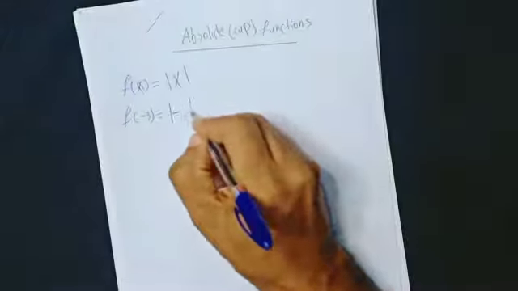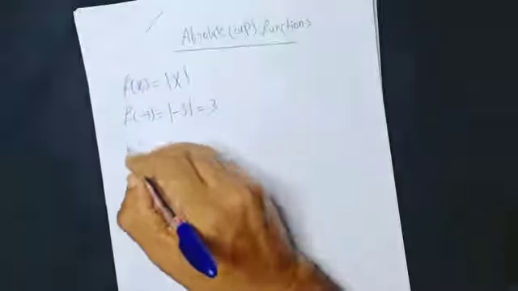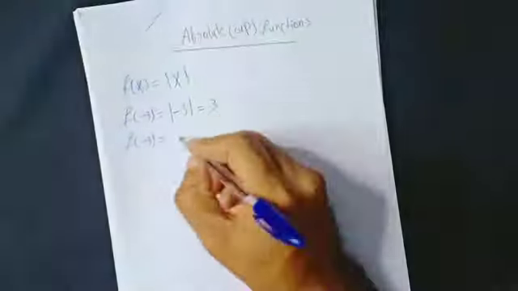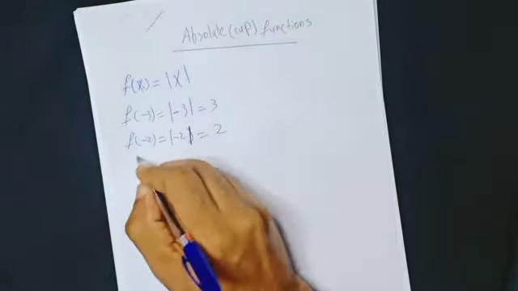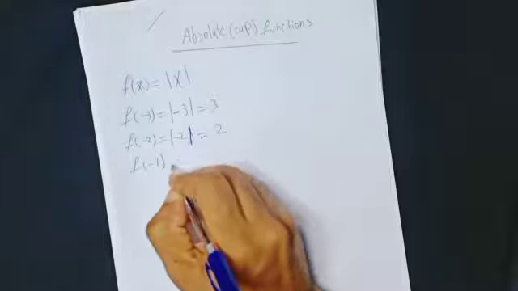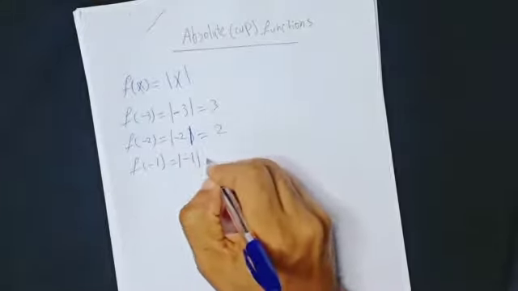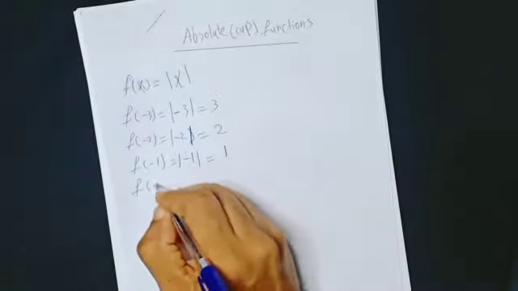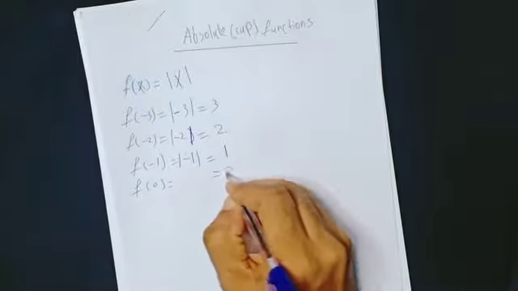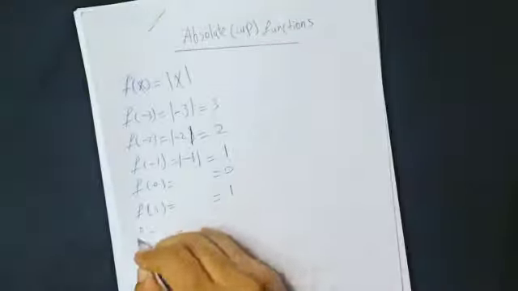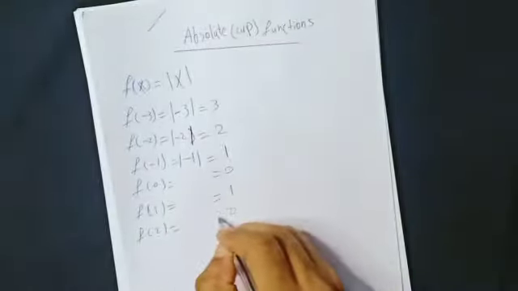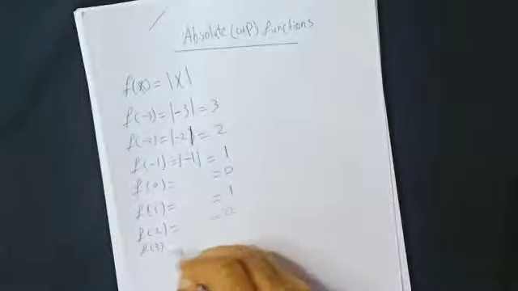We take f of negative 3 equals absolute negative 3 equals 3. F of negative 2 equals absolute negative 2 equals 2. F of negative 1 equals absolute negative 1 equals 1. F of 0 equals 0. F of 1 of course equals 1. F of 2 equals 2. F of 3 equals 3.